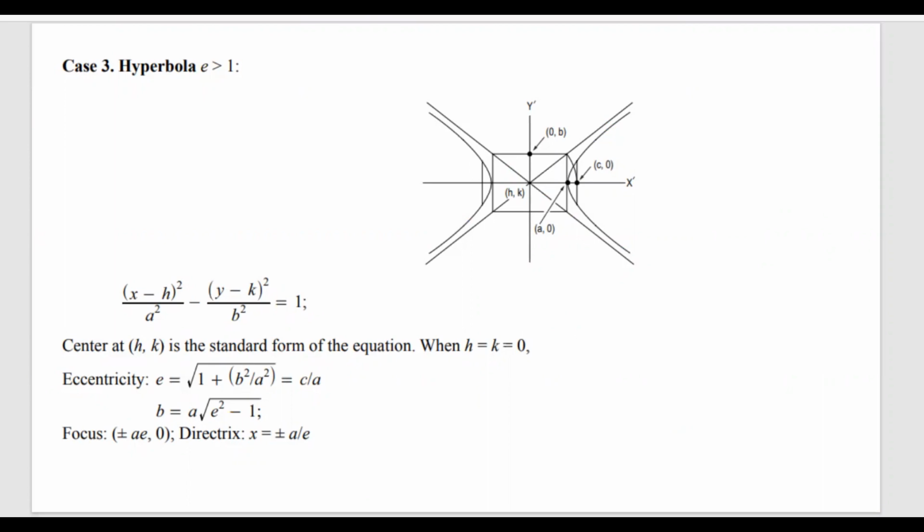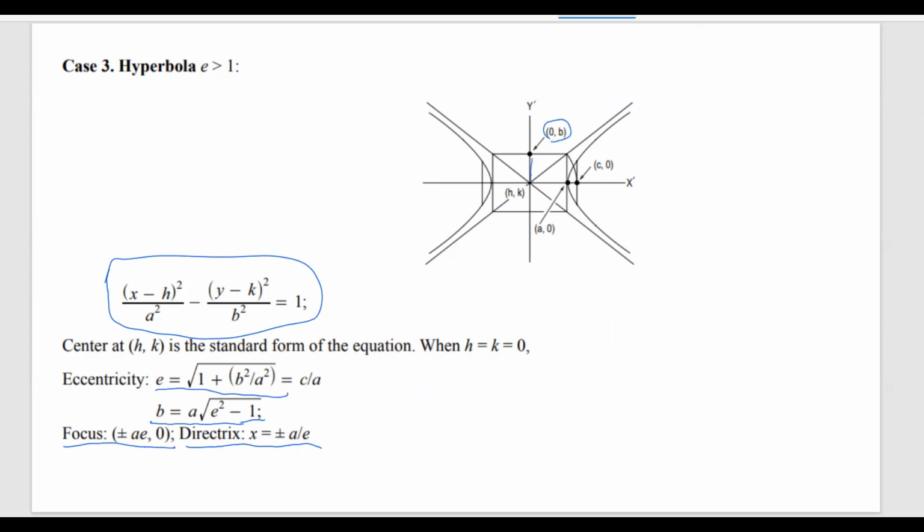This is what you're given in the FE handbook on hyperbolas, and you're also going to have this available on the exam. You're given the equation of a hyperbola here, and the hyperbola with the center at (h, k) is the standard form of the equation. You're also given the formula for the eccentricity, how to calculate b if you have a and the eccentricity, focus coordinates, and directrix.